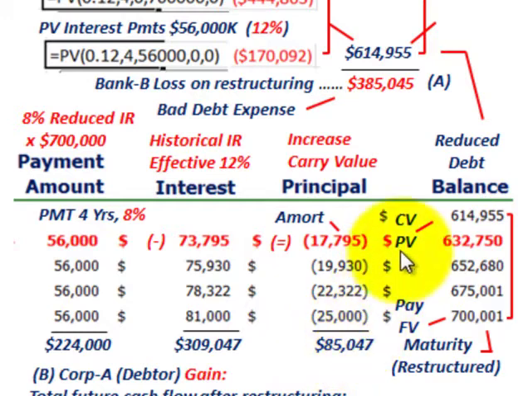So what we've done here is we've just amortized this principal amount up from $614,955 up to $700,000. So this is our amortization schedule. Now we can move on and look at how we'd record this, the loss by Bank B here, and a gain by Corporation A as a debtor. All right, so we'll move on to that.